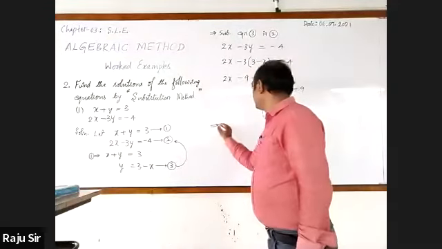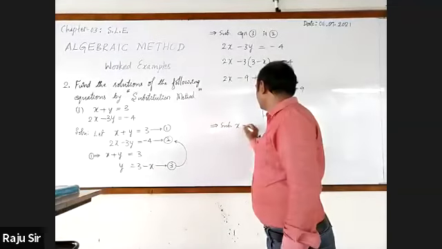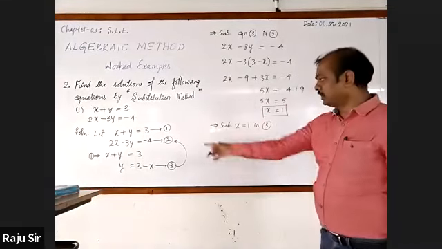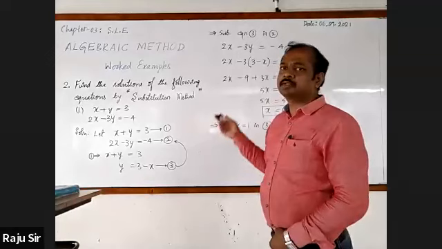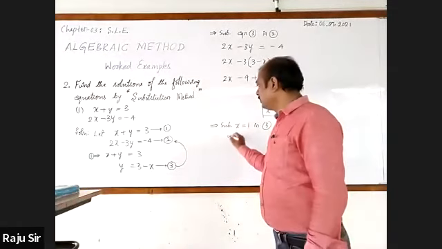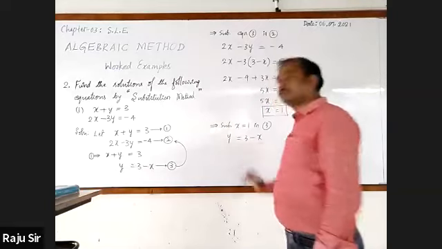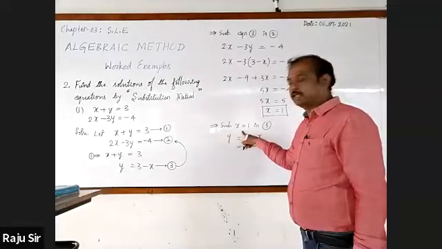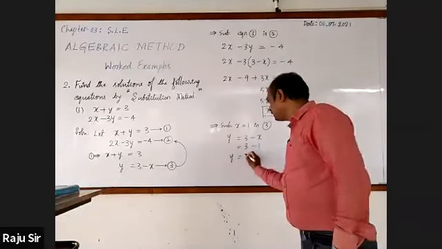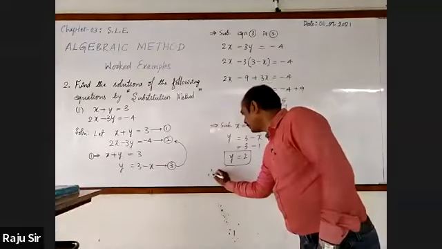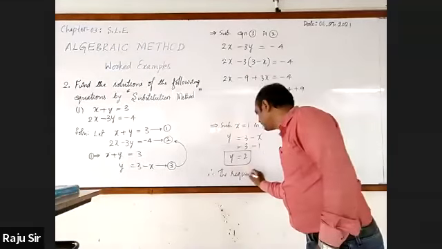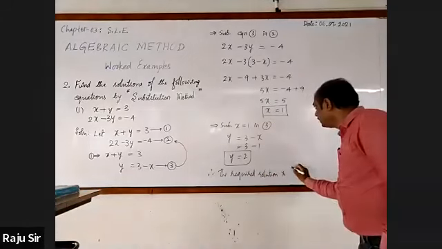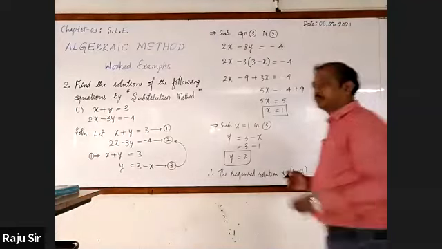Next, substitute x equal to 1 in third equation, where third equation you may directly use or write that equation once again. Y is equal to 3 minus x. It is 3 minus 1 because x is 1. Now y is equal to 2. Therefore, the required solution is 1, 2.